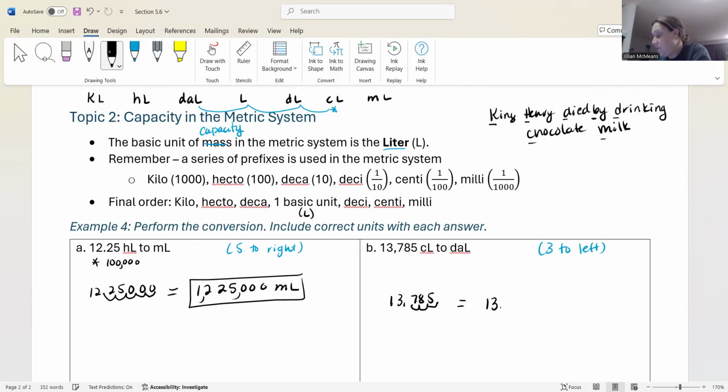So that tells me I have 13.785 decaliters. And that is converting within the metric system involving capacity or volume. Okay. So again, we learn this process once, and all we have to do is change meter, gram, and liter back and forth, and we've got the metric system. Okay. So that's really, really nice. Makes it easy to convert.